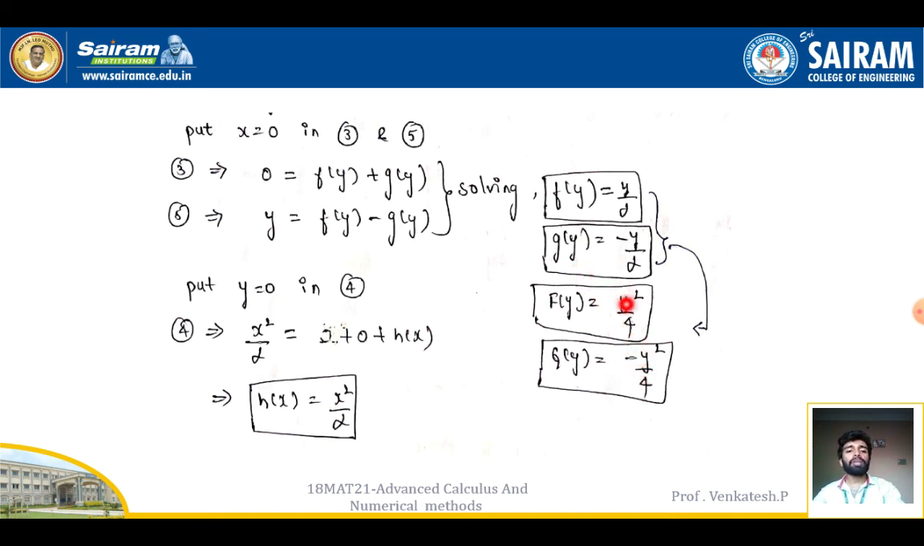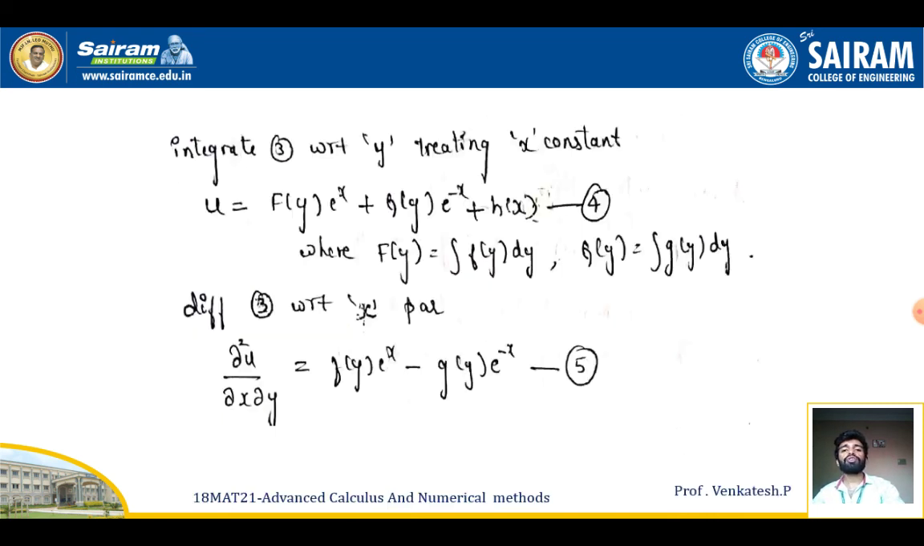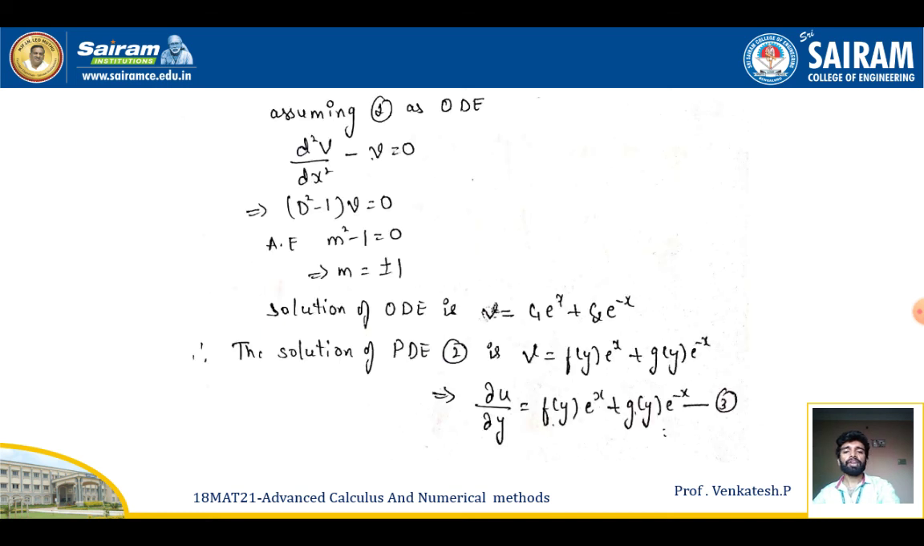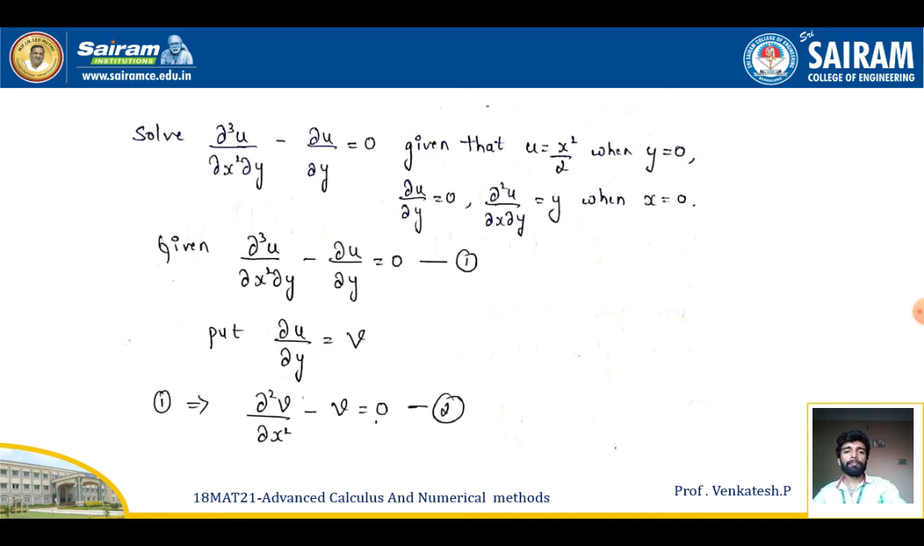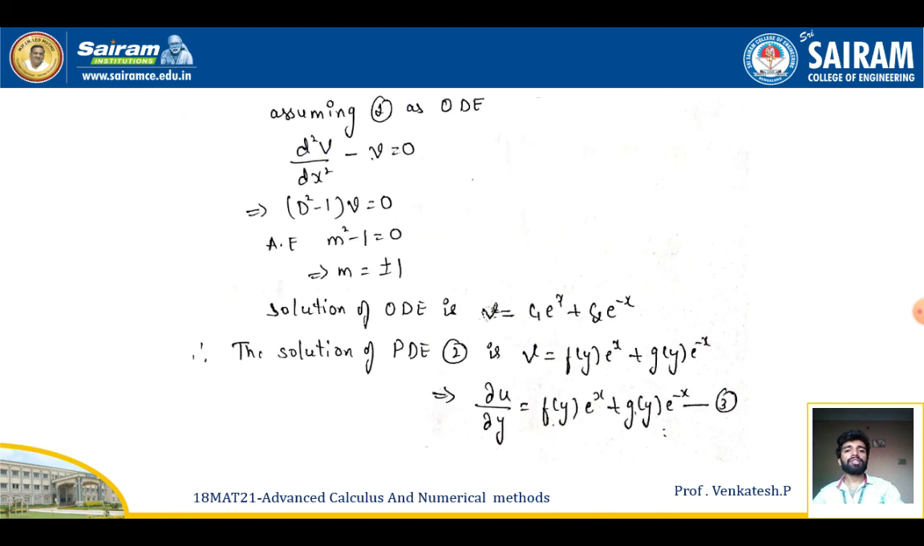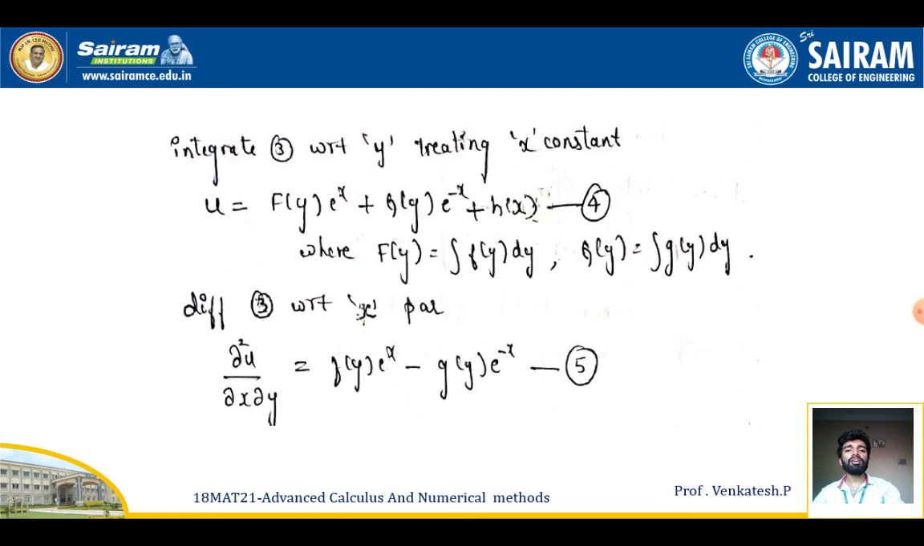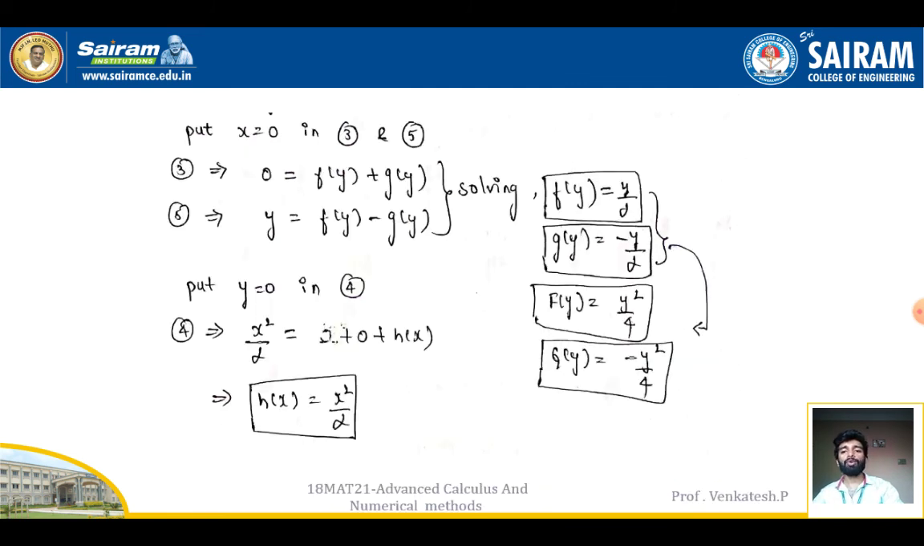So now I'm going to replace these two values in equation number 4 along with the condition they have given here, that is y = 0, u = x²/2. I'm going to use that condition in equation number 4, along with the values of capital F(y) and capital G(y). If I use that condition, y = 0 and u = x²/2, I get h(x) = x²/2.